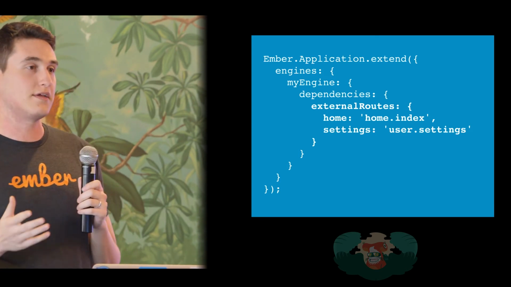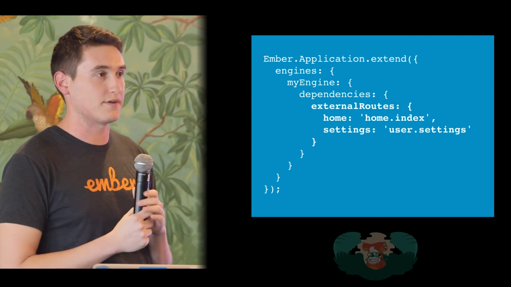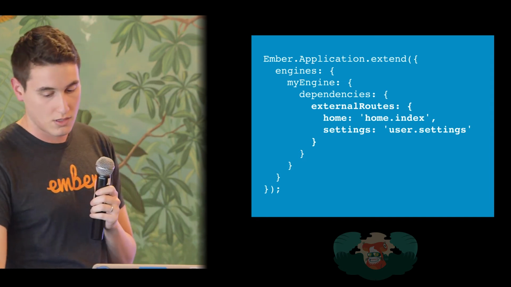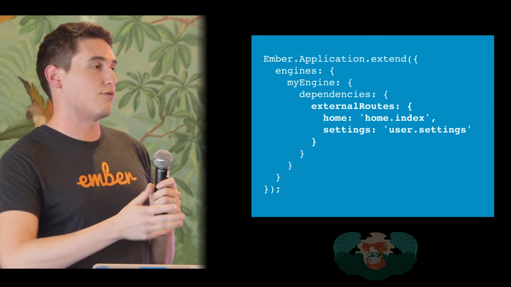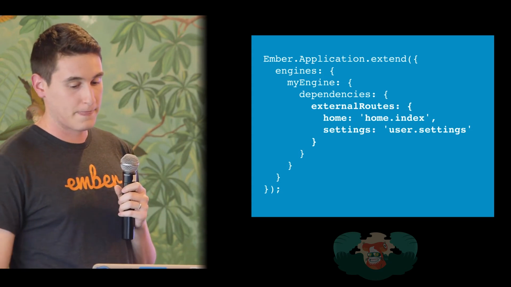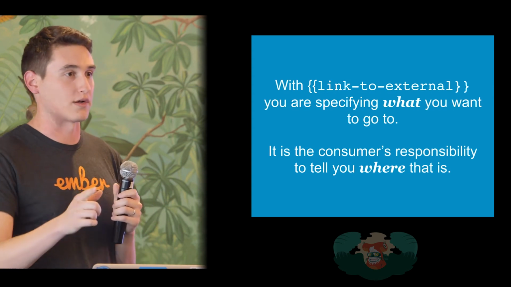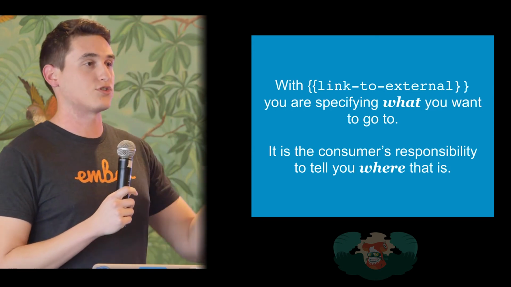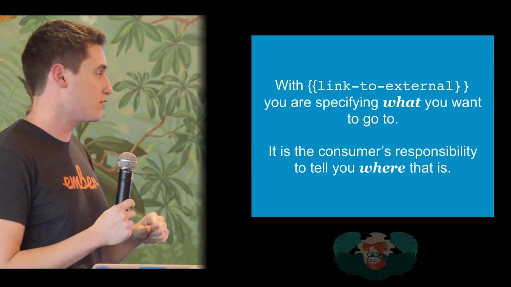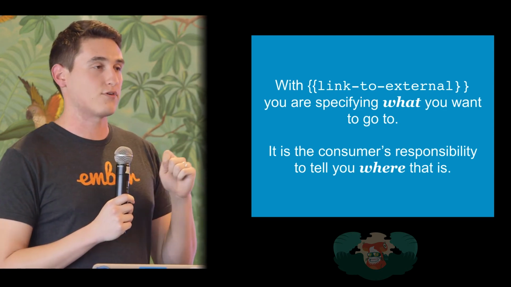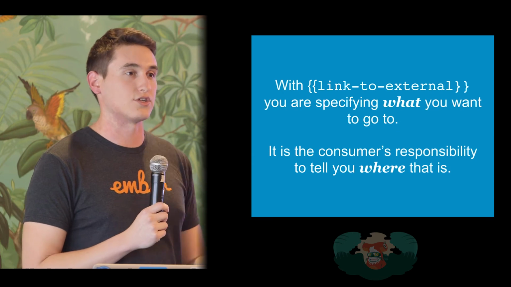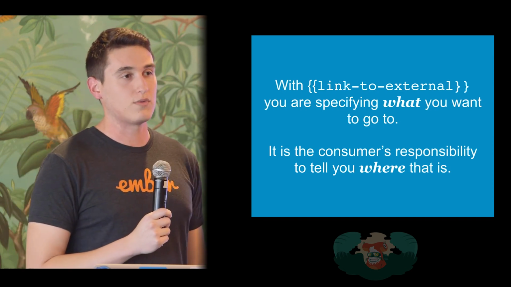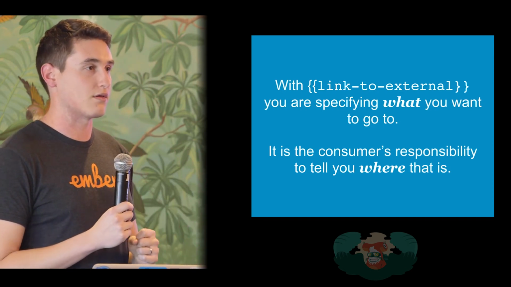So when we do link to external home, it is actually pointing us to home.index. Or more clearly, if we link to settings, it points us to user.settings. And so the way that I encourage developers to think about this and approach these problems is that with link to external, you are specifying what you want to go to. It is the consumer's responsibility to tell you where that thing is. This helps ensure that you're coupling things loosely rather than tightly with the host, because if you're specifying where you want to go, then that forces your consumer into having to have that exact location in mind. But most of the time, that's not what our application actually wants. We want to go to a specific thing, and then we don't really care where that is in the host application. They can define wherever they want it to be.